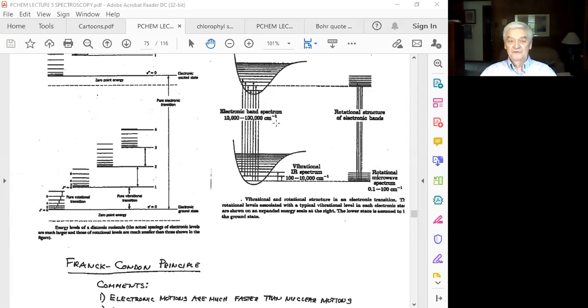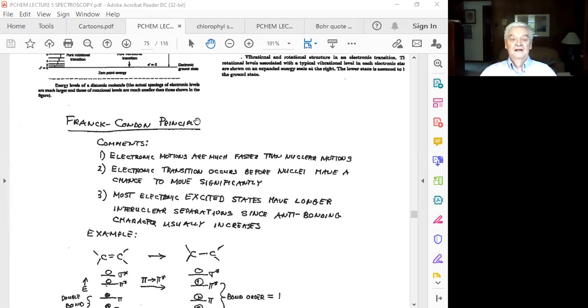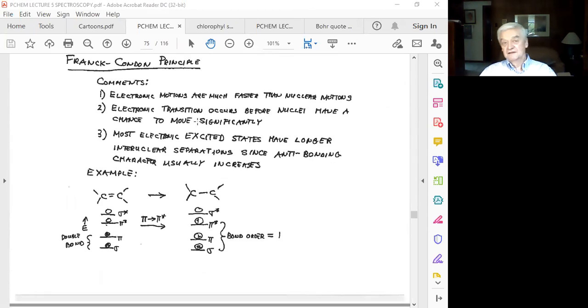Okay, so there are a lot of features to this. One could spend a whole semester just trying to talk about the details of electronic transitions, but I'm trying to just give you the gist of it. When we look at transitions, a very important aspect is the Franck-Condon principle. And this is based on the following.